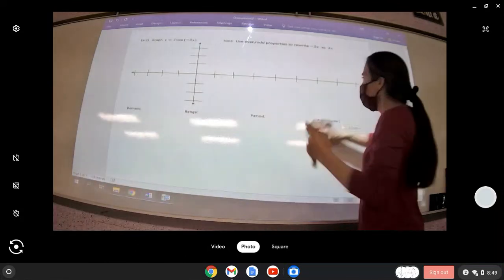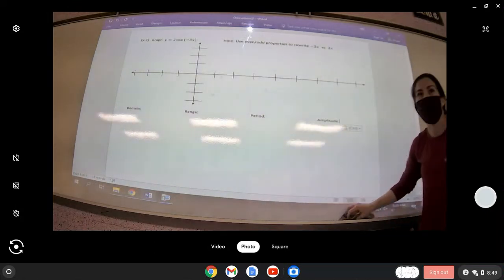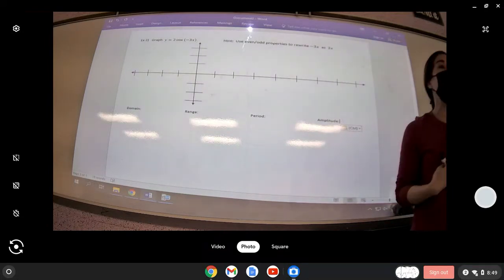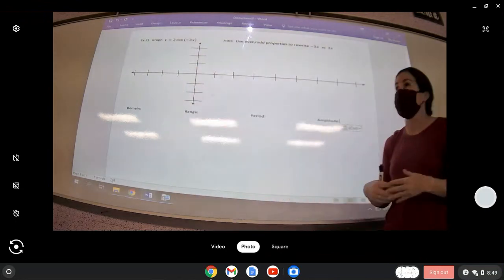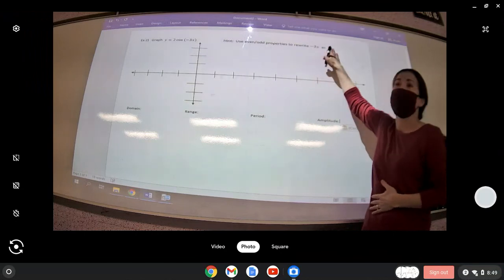Okay. The first thing we want to do when we go to graph y equals 2 times the cosine of negative 3x, you don't want a negative argument, ideally, not when we're doing it by hand. If you put this into the graphing calculator, it would be fine. We don't want a negative argument. So we're going to use our even or odd properties to rewrite negative 3x as 3x.